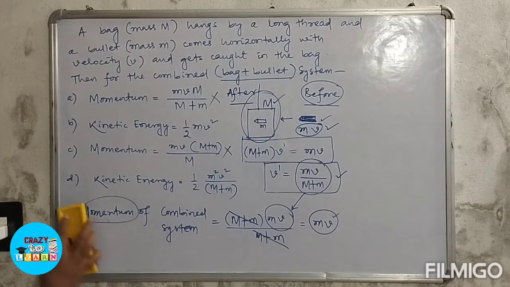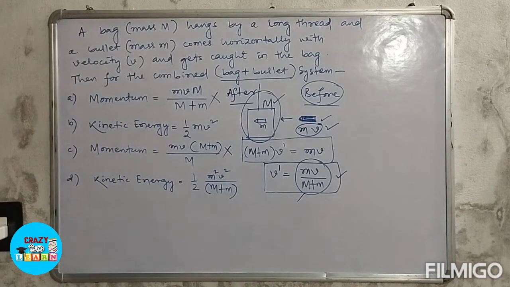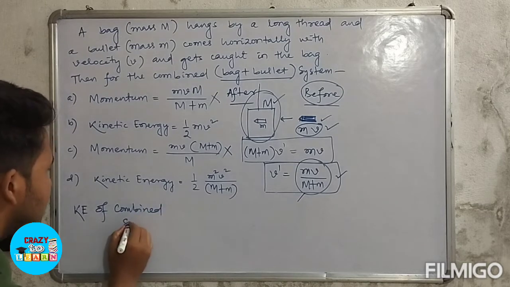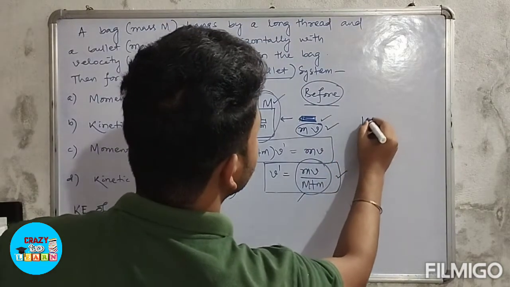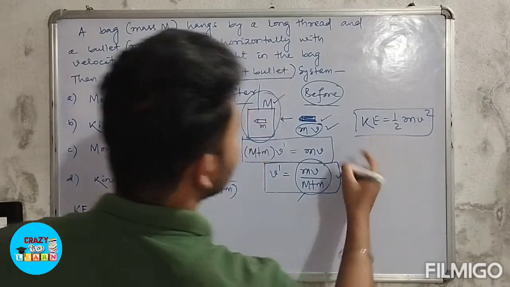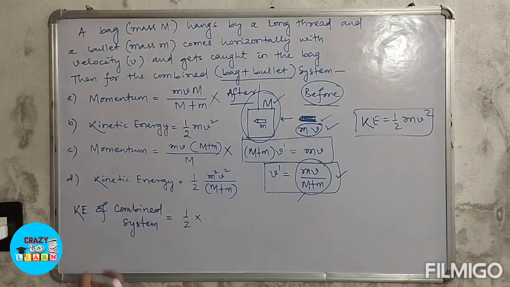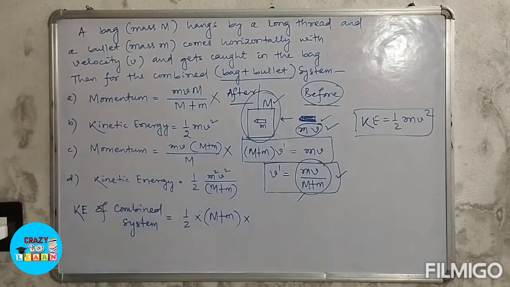Of the system. Okay. So what will be the kinetic energy of the combined system? What is the formula for the kinetic energy? We know the formula for the kinetic energy is half mv square. It is the general formula. So half into mass. Here we have to put the mass of the combined system. What is the mass of the combined system? Capital M plus small m into v square.